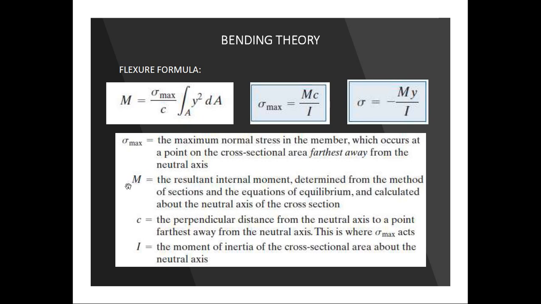And what is M? M is the internal moment that is being developed due to external forces or moment that is being applied on the body. And what is c? C is basically, in other books, y max, or the limit of y. This is the maximum value of y, you can say, the depth of the neutral axis. And I is the moment of inertia. What is moment of inertia? This is basically the second moment of area.